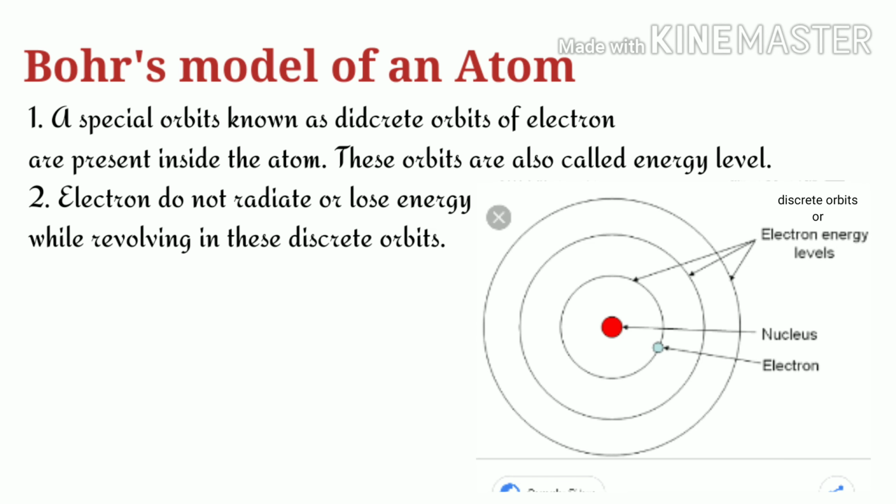Bohr's model of an atom. Bohr also suggested his idea on the structure of the atom. According to him, special orbits known as discrete orbits of electrons are present inside the atom. These orbits are also called energy levels. Electrons do not radiate or lose energy while revolving in these discrete orbits. We can easily see from the diagram. Electrons move around the nucleus in their respective orbits.